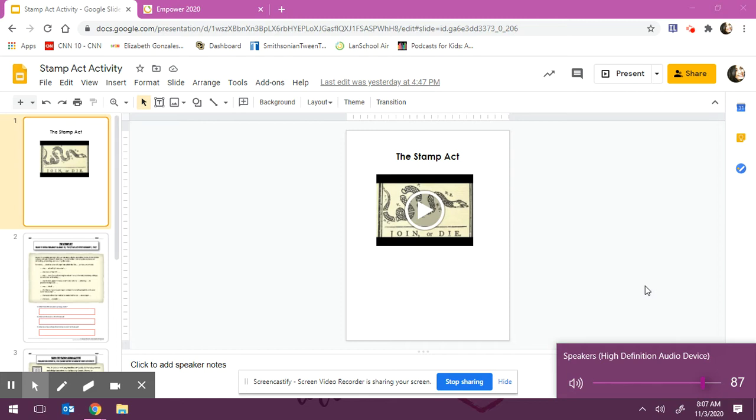They already were, but what happened to intensify that? So the first thing we want to look at, there was a bunch of acts passed by Britain that the colonists had to follow. Remember that the colonies were still under the rule of Britain, right? So they paid taxes to the British.